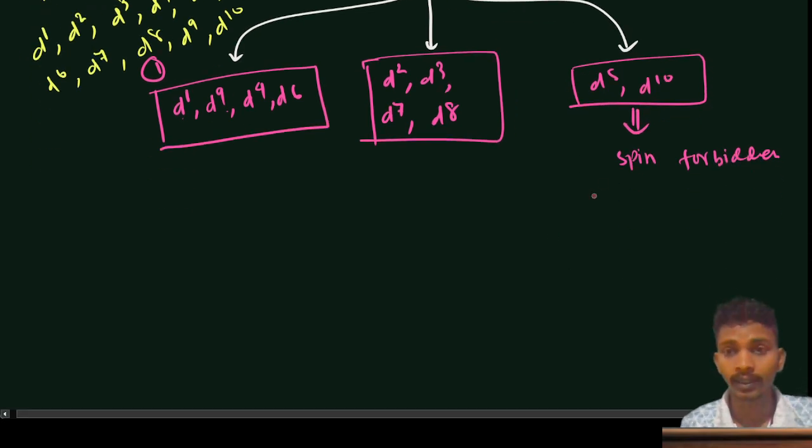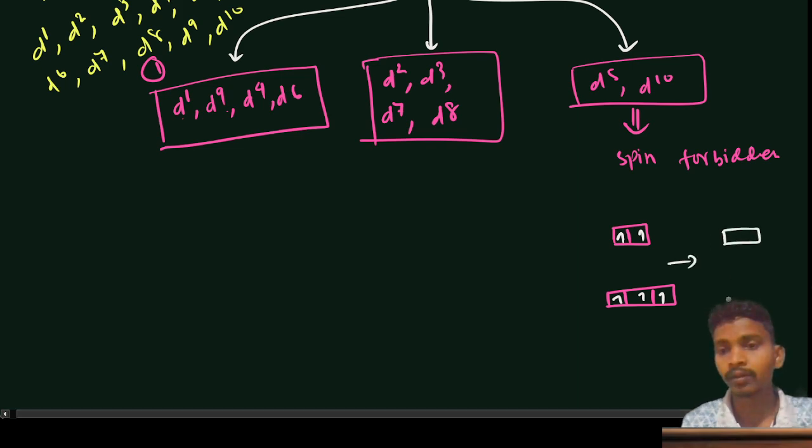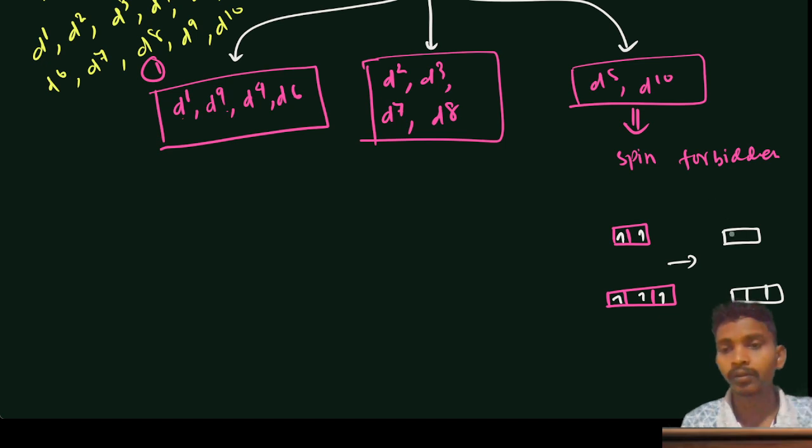This will be colorless, because you see, for d5, if I draw here, 1, 2, 3, 4, 5 electrons, and if I do the transition from here to here, then the spin is changing. So this is spin forbidden. You can't draw Orgel diagrams for spin forbidden transitions.